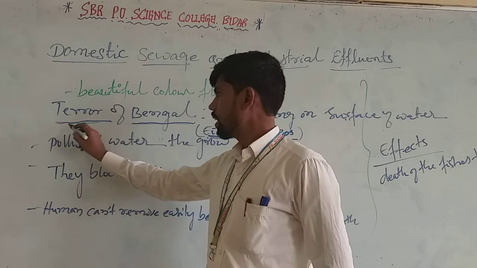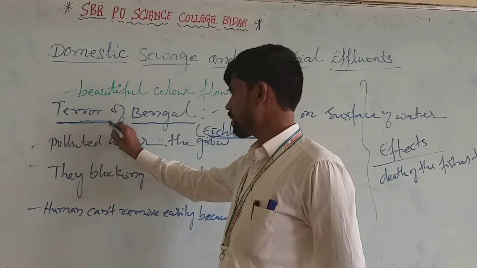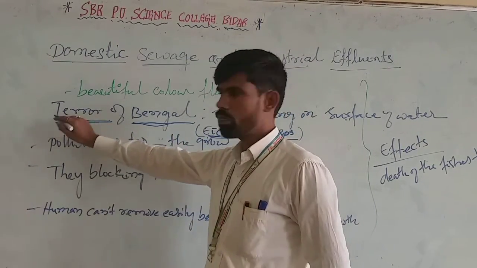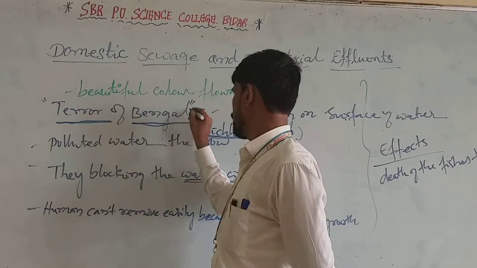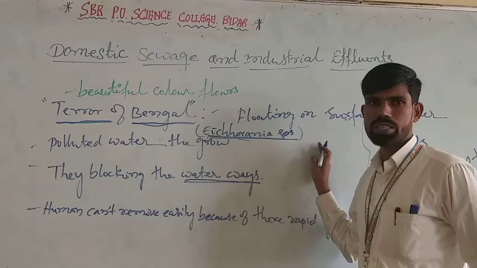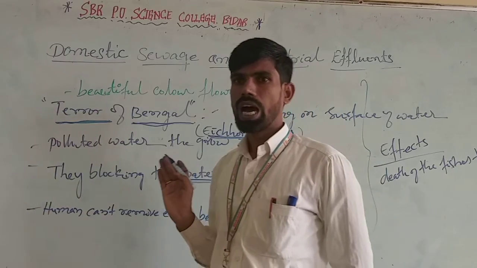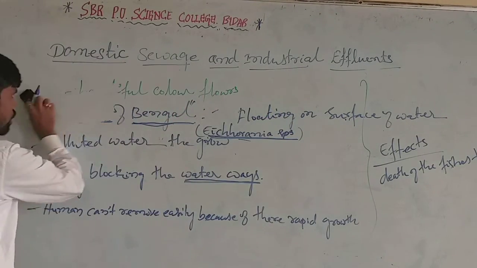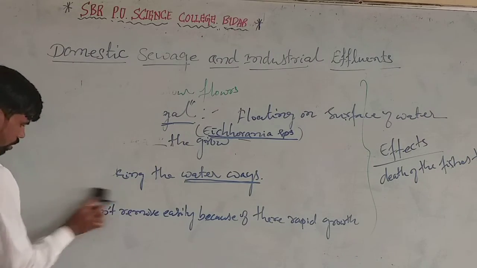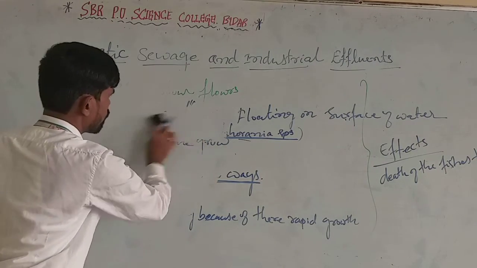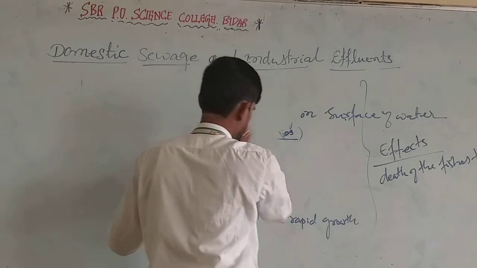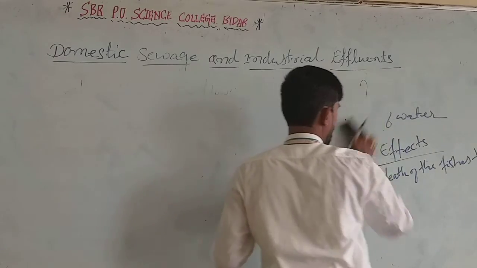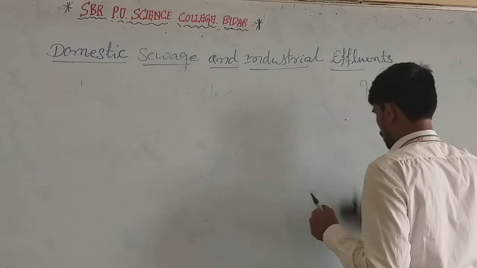This is one of the major effects produced by the Eichhornia species. These are called the terror of Bengal. Terror of Bengal is a plant species that majorly grows in polluted water. In the polluted area, algal blooms are also growing. They also produce toxic substances and an unpleasant smell or odor.